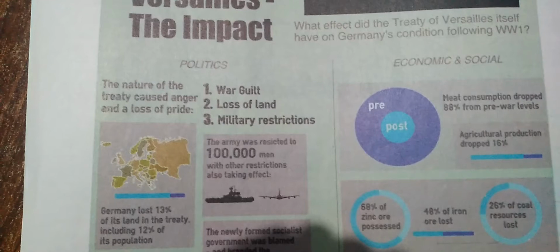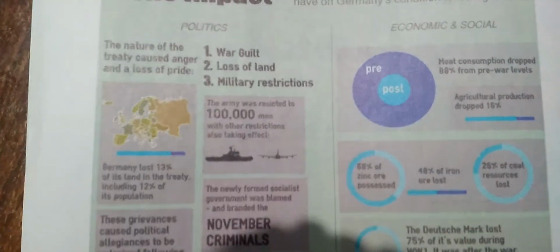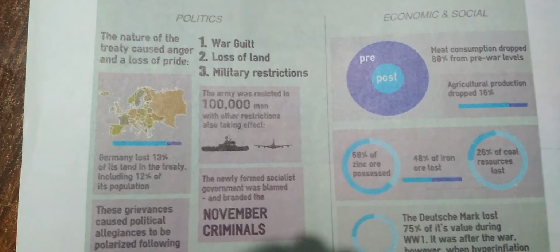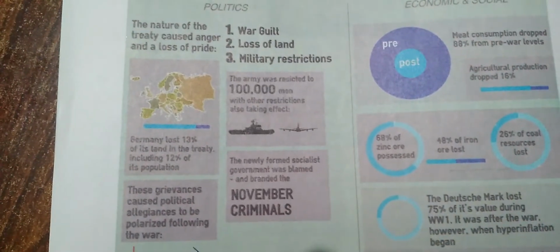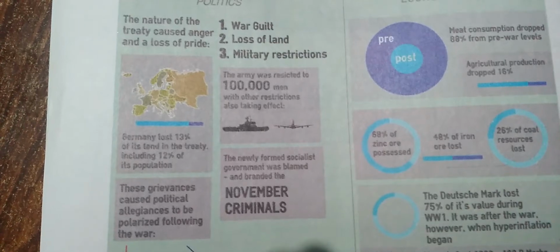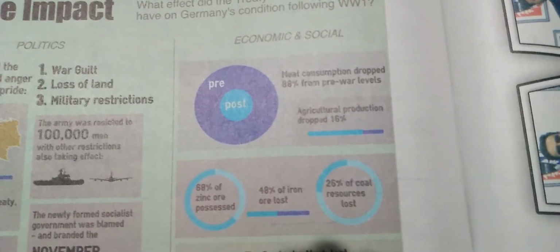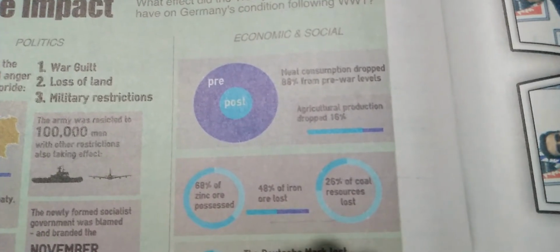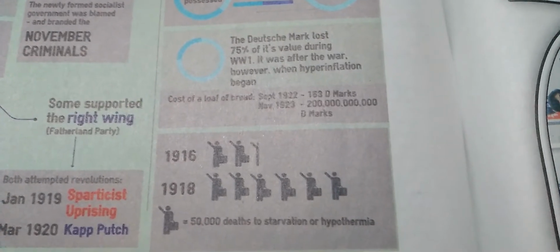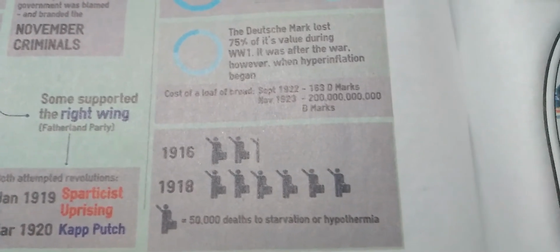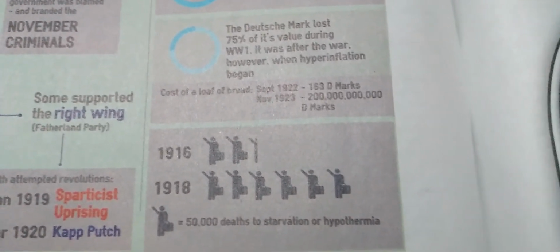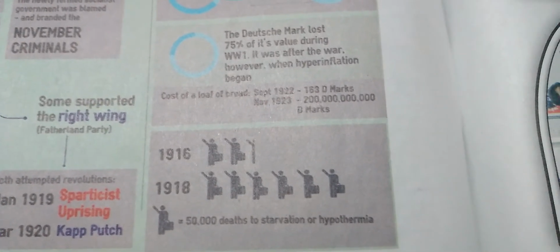Germany lost 13% of its territory and 12% of its people, and the newly formed socialist government was branded the November criminals. These grievances caused political allegiances to be polarized, leading up to the Second World War. Here you can see that meat consumption dropped to 88%, and iron, coal, and zinc resources were lost by the Germans. Many more people died from starvation and hypothermia in Germany, so Germany lost a considerable amount of population.